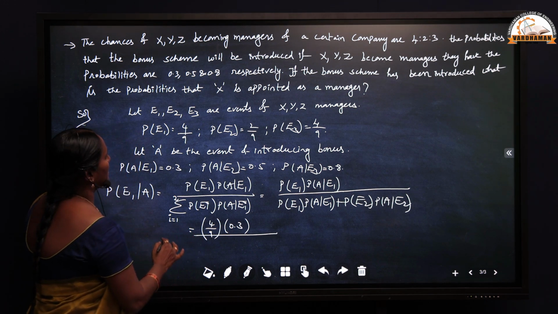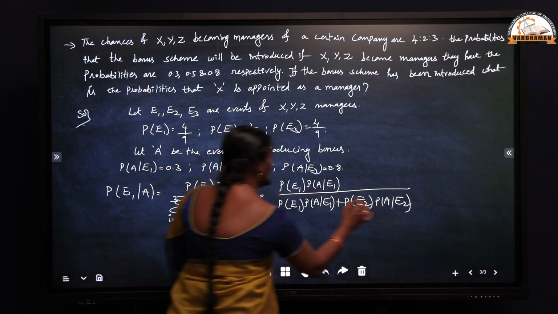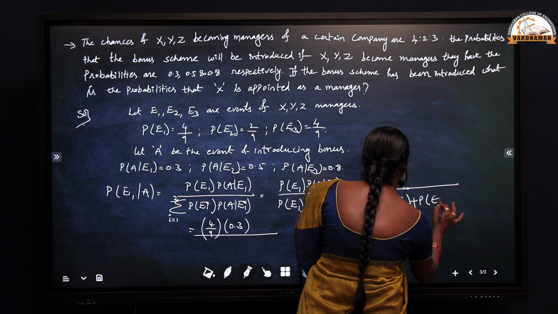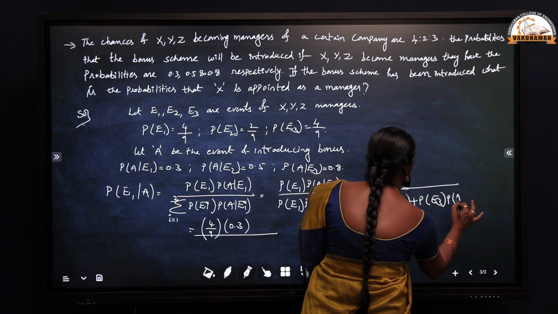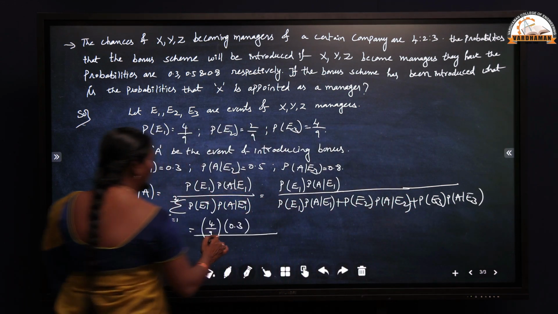So how many events? X, Y, Z are also there. So it will be i equals 1, 2, 3. So you have to add one more event, that is P of E3 into P of A given E3. Right? So now let us see here the denominator, i from 1 to 3.